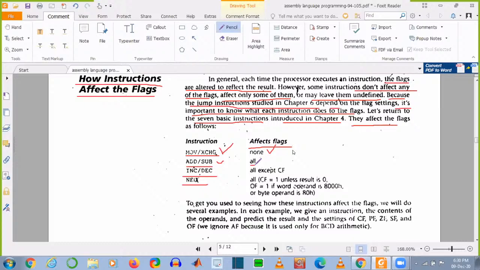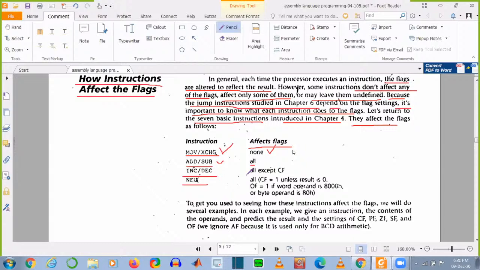So add and subtraction, these two instructions affect all of the flags. All of the flags will become 0 or 1 depending on the result of the operation. And for move and exchange operation, no flags will be affected. Whatever the result, if you perform move and exchange operation, the flags will always remain unchanged, always remain 0.